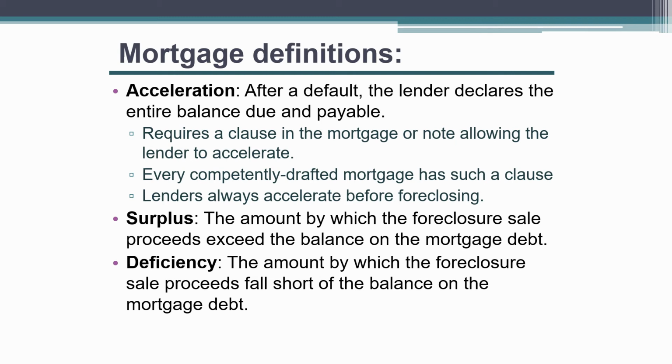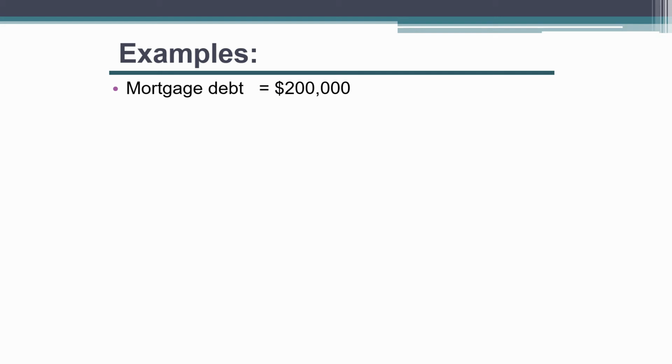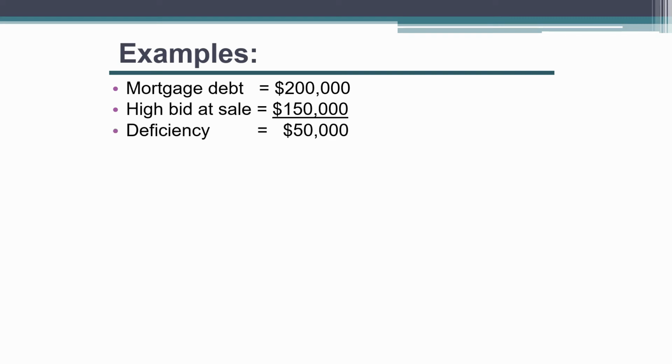Let's take a look at an example of surplus and deficiency. Let's assume we have a mortgage debt of $200,000 and there's a foreclosure sale and the high bid at the sale is $150,000. What that means is that we have a deficiency of $50,000. In other words, we're short by that amount in terms of being able to fully pay off the mortgage debt. And the lender might sue the borrower for that deficiency in a personal action and try to recover it out of the borrower's other assets.